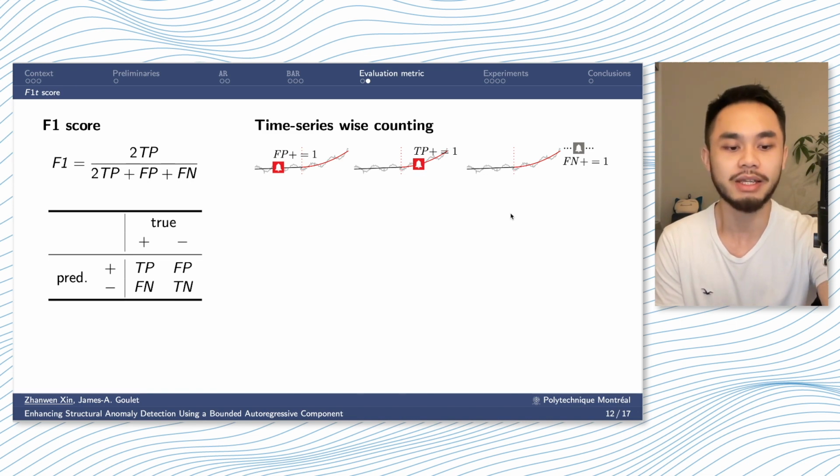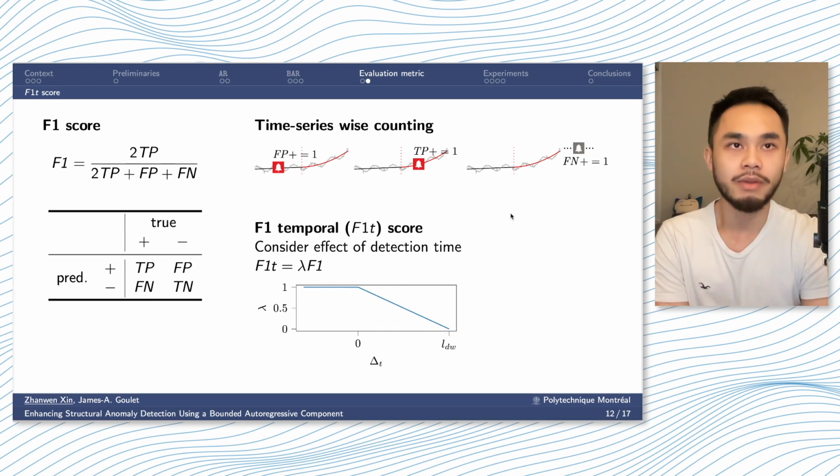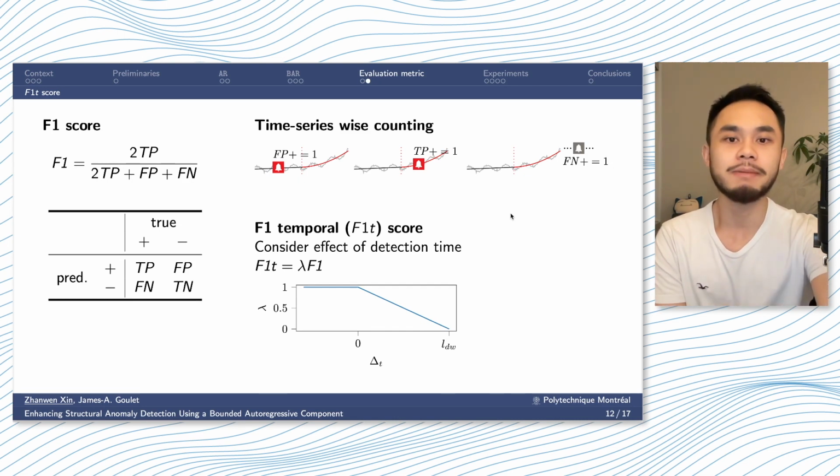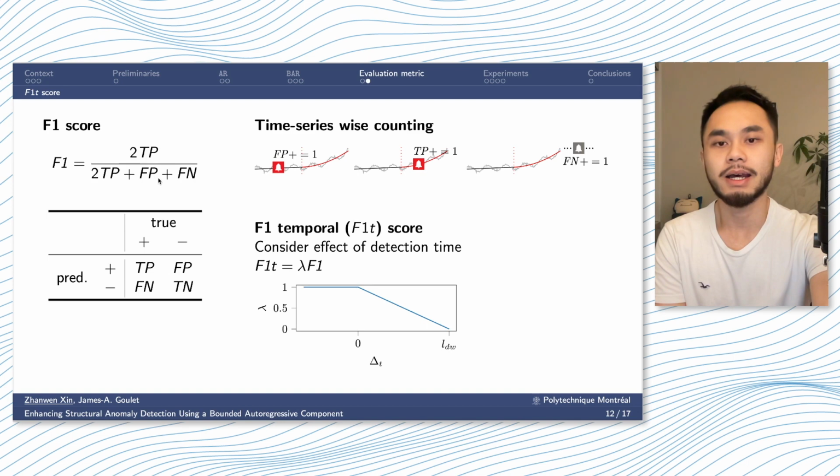the detection time here. To consider the effect of the detection time, we propose the F1 temporal score that simply multiplies the original F1 score by a lambda value. The lambda value remains at 1 when the detection time is smaller than or equal to 0, and gradually decreases to 0 when the detection time reaches the length of the detection window. Whenever the detection time is smaller than 0, that means it's a false positive because it detects before we introduce an anomaly. But here, to avoid a double penalty, we keep it as 1 because the FP is already penalized in the original F1 score.